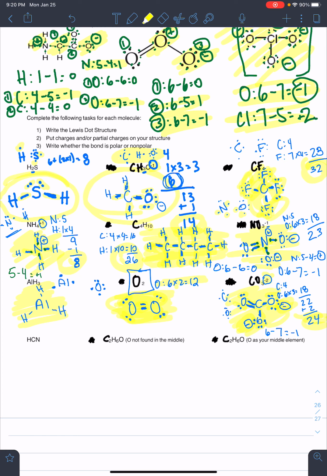Alright, 3 more. Stay with me. Alright, this last one, over on this bottom side, we have hydrogen that wants 1 valence electron. We have carbon which wants 4, and we have nitrogen which wants 5. So we add those all up, we get 10. We need 10 valence electrons.